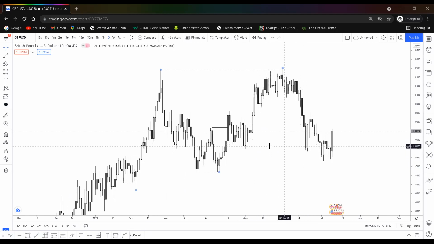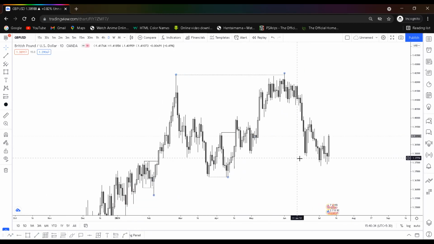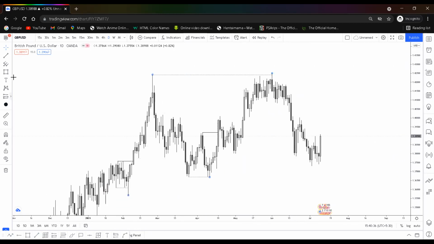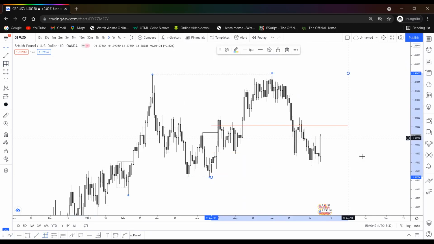The inducement is the most important thing before choosing a POI. Okay, inducement or the trap or anything. So what I would basically do is once a new range has been created, I'll mark the discount and premium prices. So now I have a rough idea that anything below this would be a discount price, and anything above this would be a premium price.